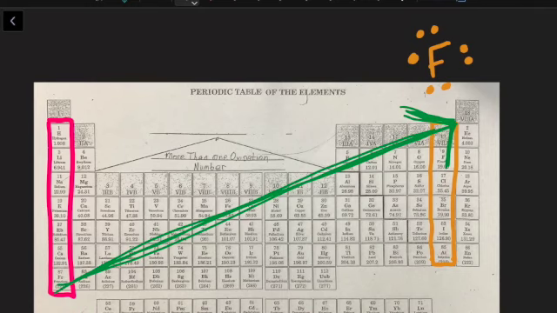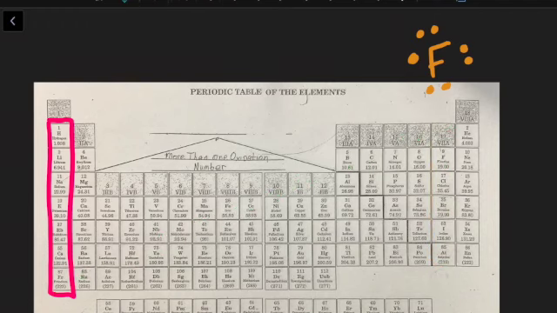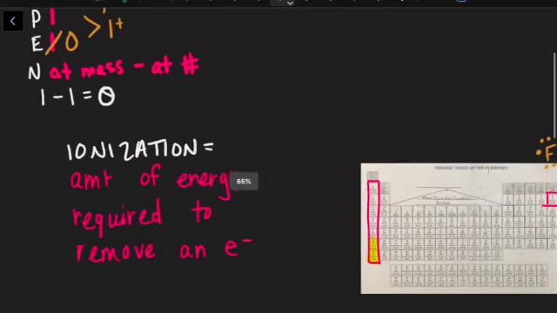So if I were to ask you which element on the periodic table has the highest ionization, you should be able to look and see that according to the periodic trend and what you know about halogens, fluorine has the highest ionization. And then the lowest would be down here, cesium and francium. Francium's weird, but we'll say both of those are the lowest. And that is all for ionization.